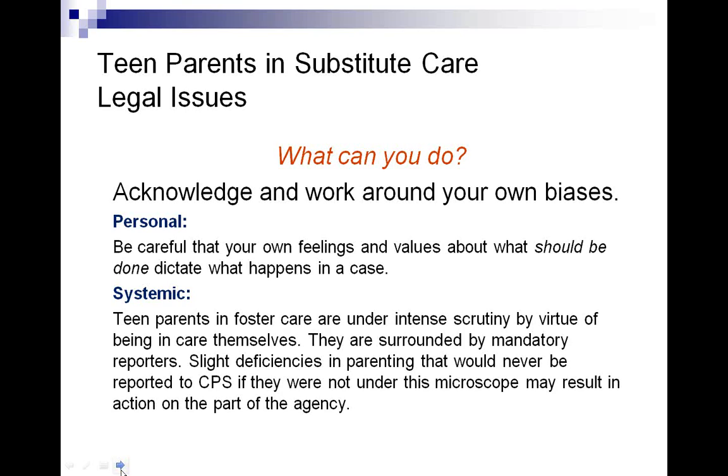I think the systemic biases might even be more important here because, of course, the teen parents are surrounded by mandatory reporters, and little things that might never be called into CPS can be really scrutinized in depth in these cases.